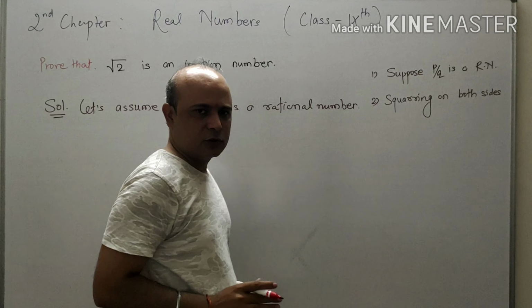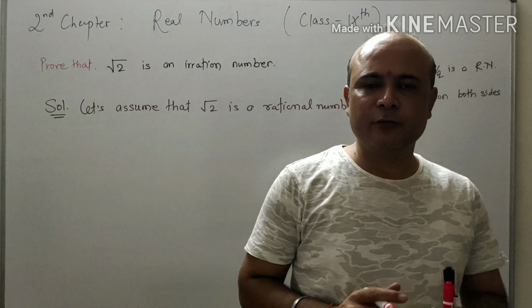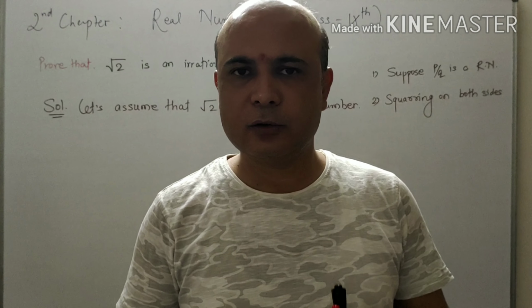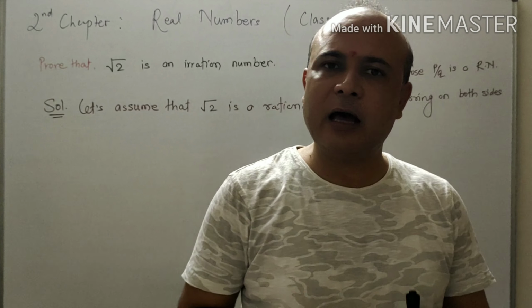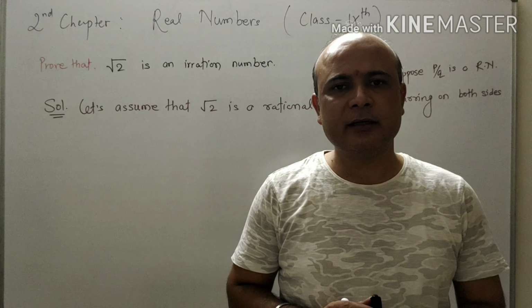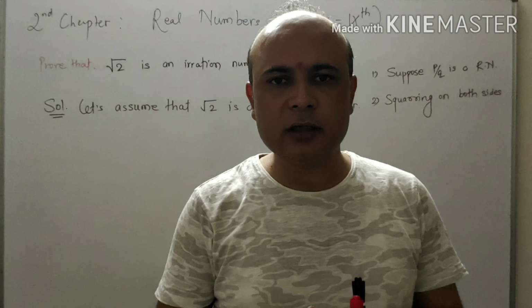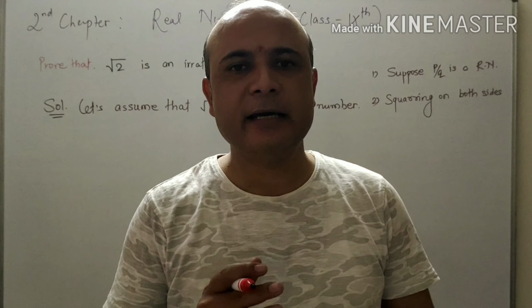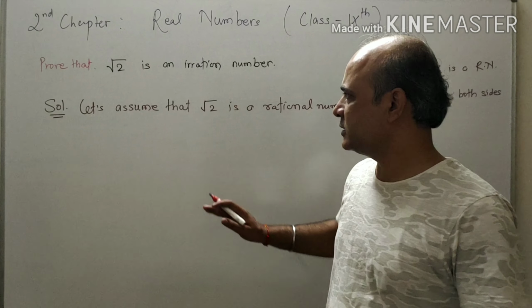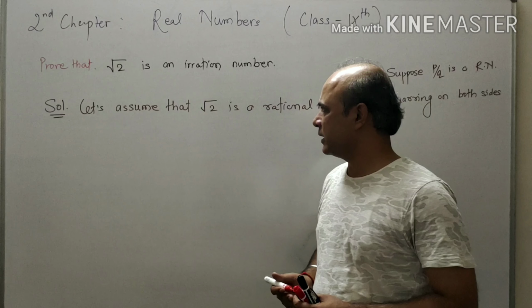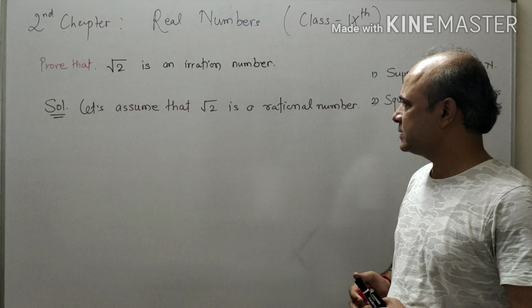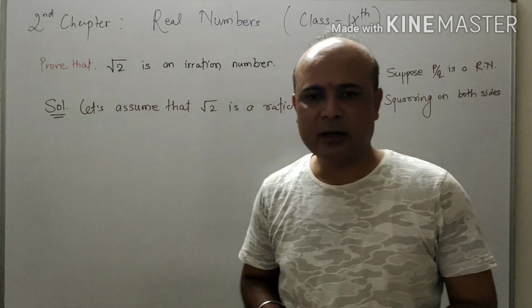Okay student, so this is our first step. We are going to assume that root 2 is a rational number, and we are going to finally prove that root 2 is not a rational number, it is an irrational number. So our first step is what? Let us assume that root 2 is a rational number.